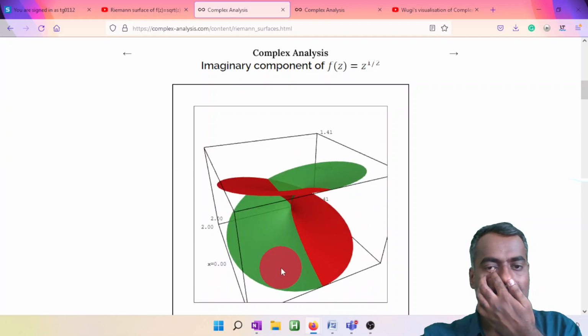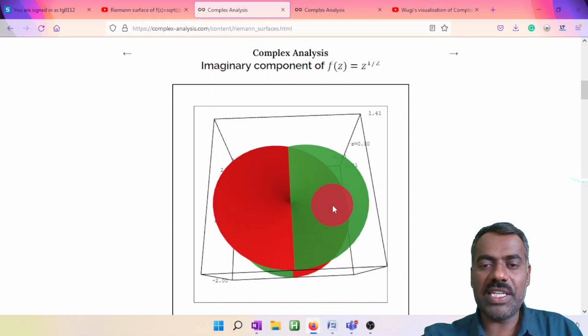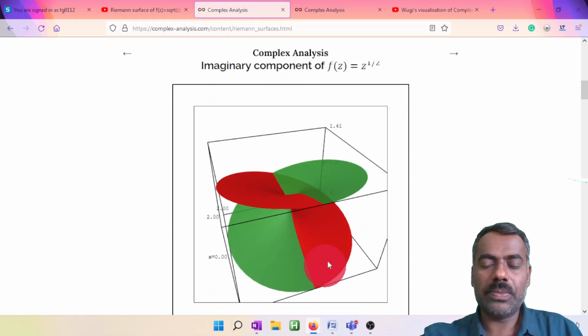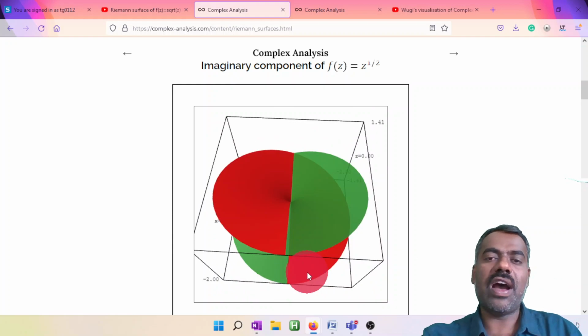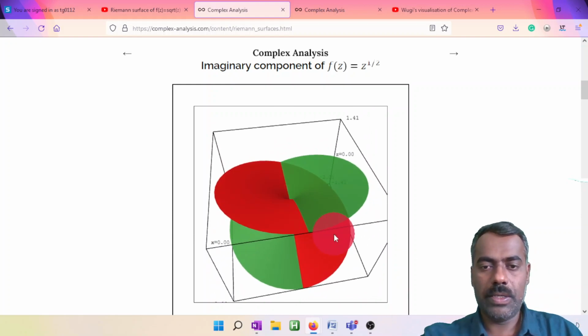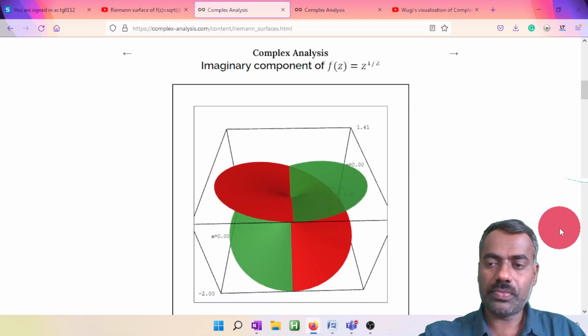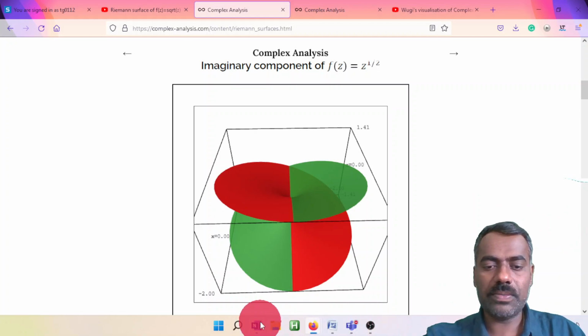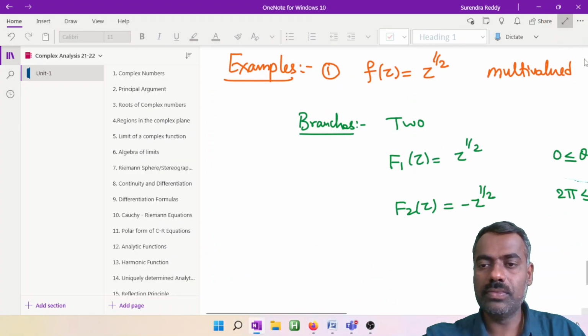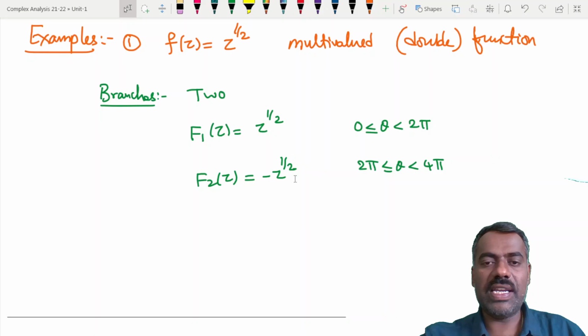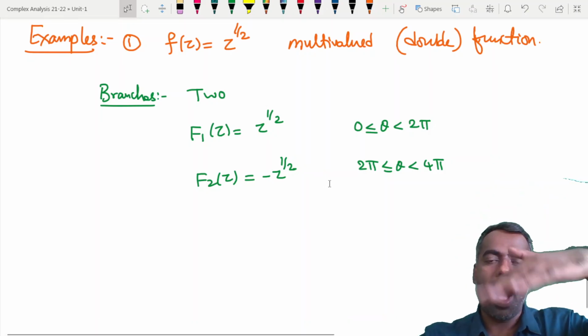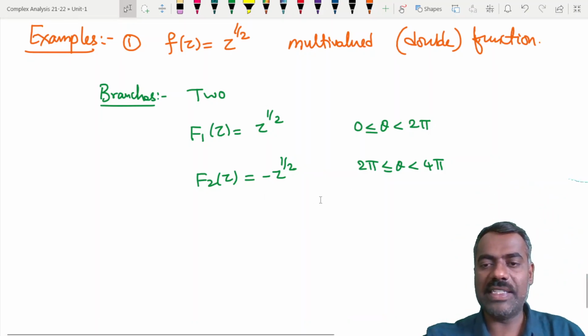So it is just like half of the part of one sheet is above and one is below. That's why for z power half you require two circles, two times you have to rotate, right? So what are the branches here for this z power half? These two branches. One is z power half, the upper half. The other one is minus z power half. Is that clear?